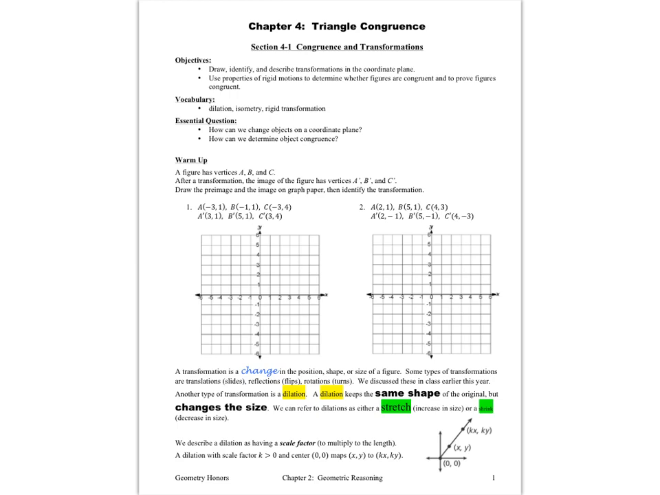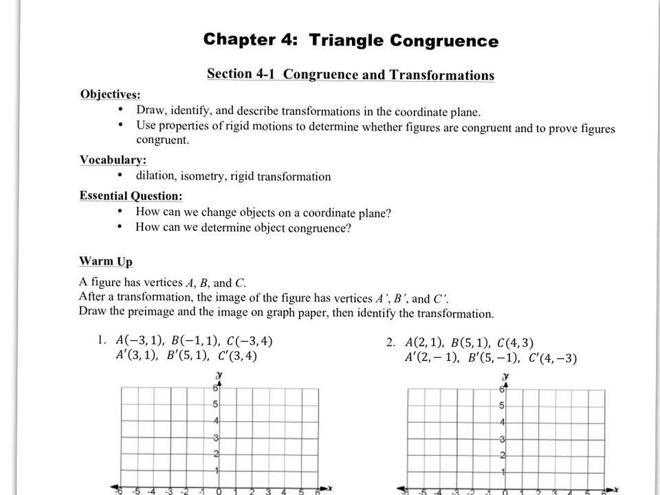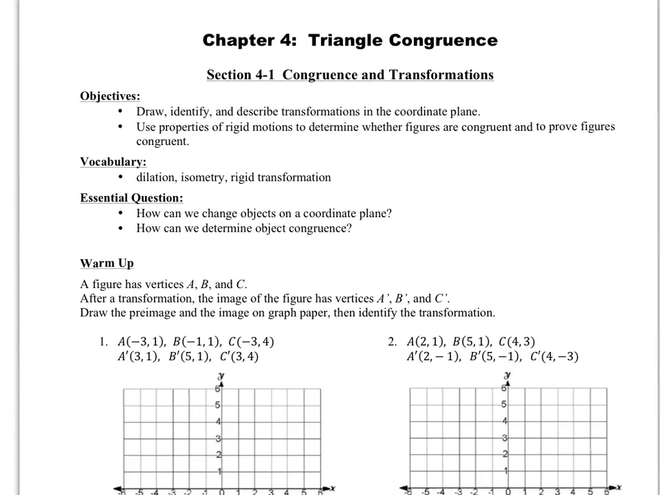We're in chapter 4, Triangle Congruence, and we're splitting this chapter in half, so we're starting with sections 1 through 4 first, and then we'll do the rest afterward. Starting out with section 4-1, Congruence and Transformations, and this is kind of going to be a flashback to some of the work we did with transformations earlier this year.